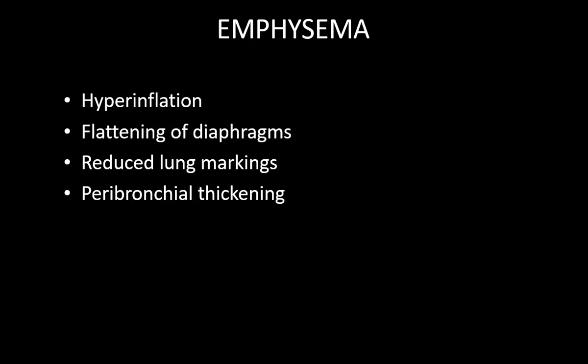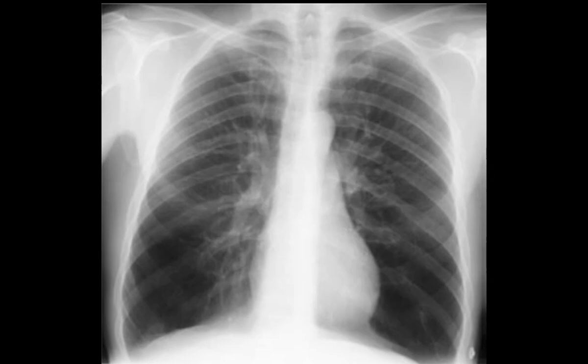Now emphysema, you all know there is hyperinflation. Because of hyperinflation, there is flattening of diaphragms, there is reduced lung markings, and there is peribronchial thickening. So this is how an emphysematous lung looks like. You can see it is all hyperinflated, the diaphragm is pushed down, and you can see reduced bronchovascular markings.